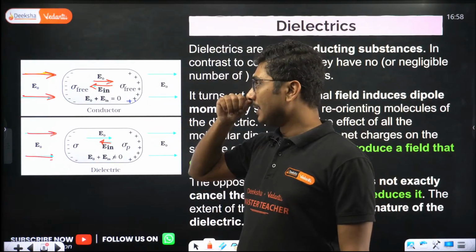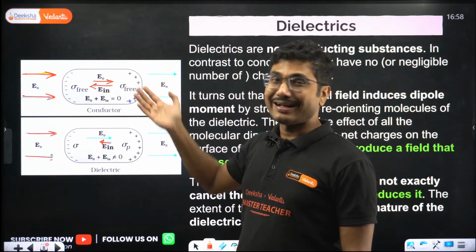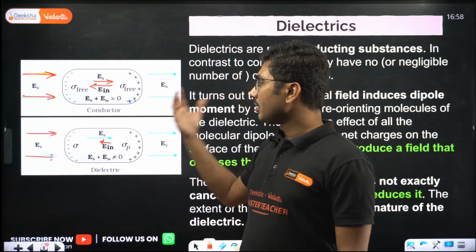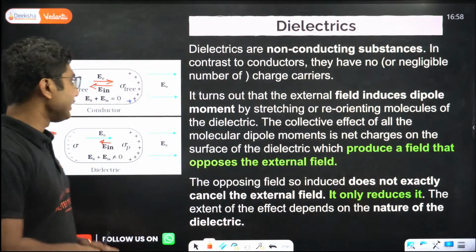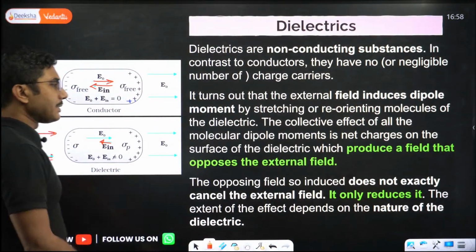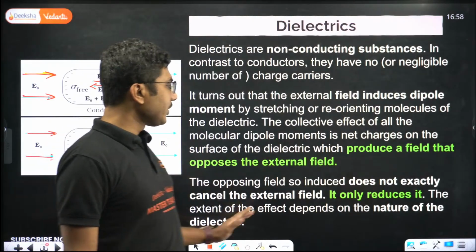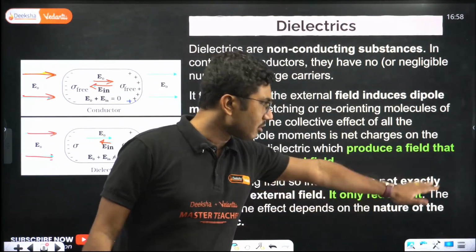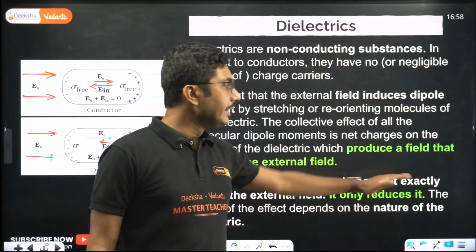So for a conductor, the entire electric field is 0. For a dielectric, the electric field is only reduced. It cannot be cancelled, it is only reduced. So a dielectric basically reduces the external electric field. The opposing field so induced does not exactly cancel the external field, it only reduces it.